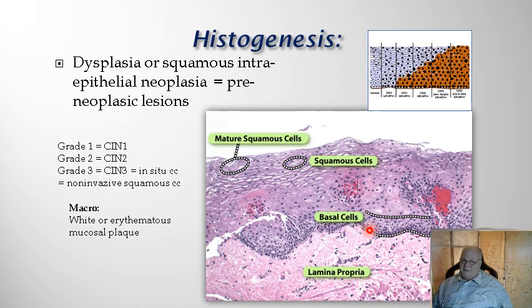Macroscopically, on the surface of a mucosa, this dysplasia looks like a white plaque, meaning leukoplasia. This is why we discuss it when, in metabolic disorders, we discuss keratotic disorders.